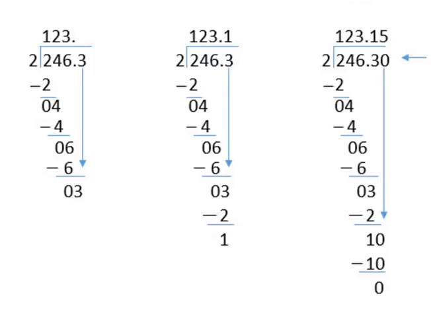So the final value is 123.15, which is actually just half of 246.30 because you divided this number by 2.